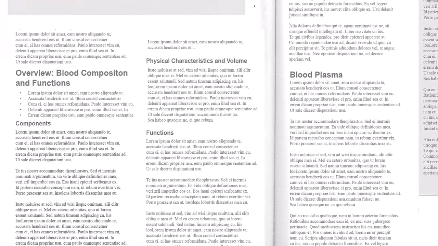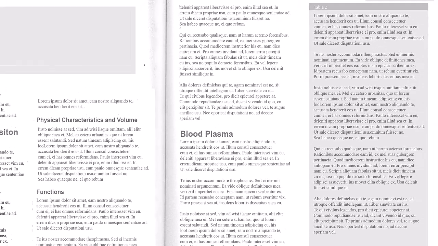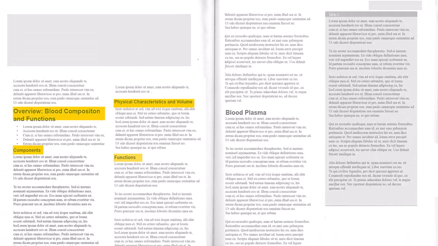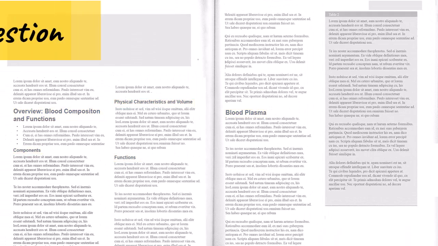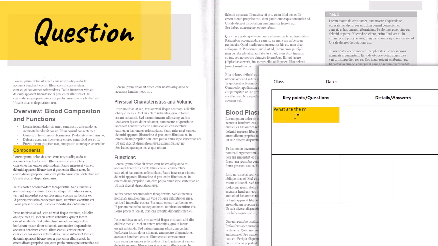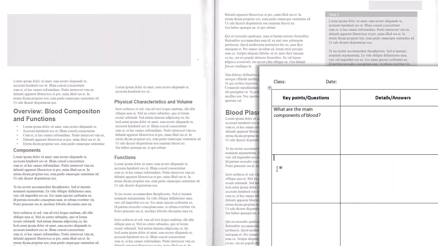Flip through the chapter quickly to get a sense of what is covered. Look at headings and key terms and read the final paragraph. Turn headings into questions to guide your reading. You can keep track of your questions by using the Cornell method of note-taking.